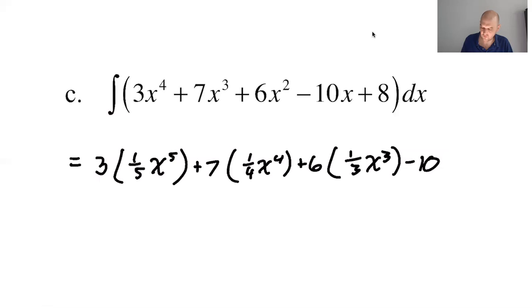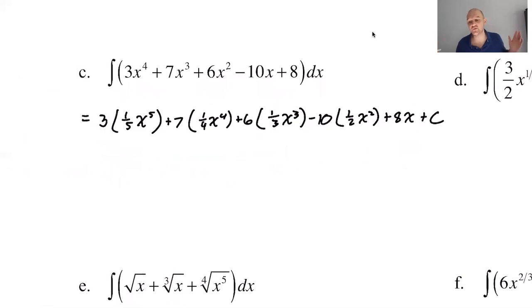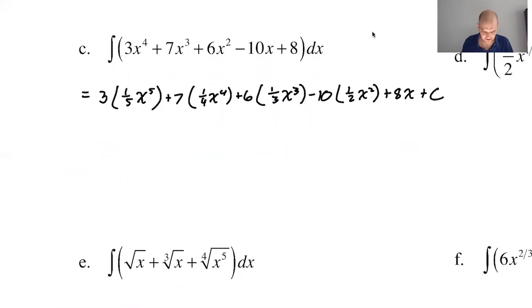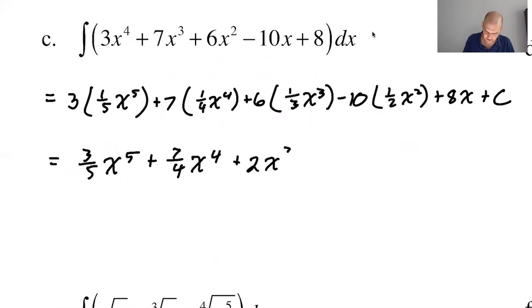The -10, we ignore it. Plus 1 times the reciprocal. And then 8x. Then we do plus c. Now, once you do a bunch of these, you're going to kind of skip this step and jump right to what I'm about to write, because it's easy enough to keep track of in your head. So this is really 3/5 x to the 5th plus 7/4 x to the 4th. 6 over 3 is 2. X cubed minus 10 over 2 is 5. X squared plus 8x plus c.